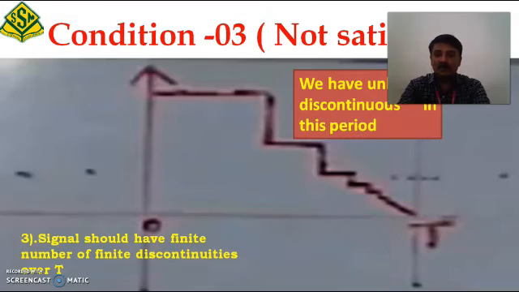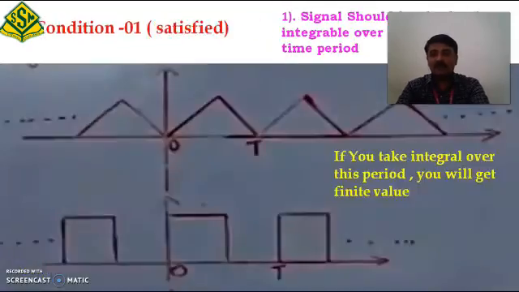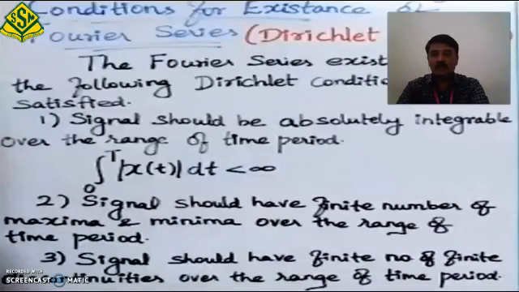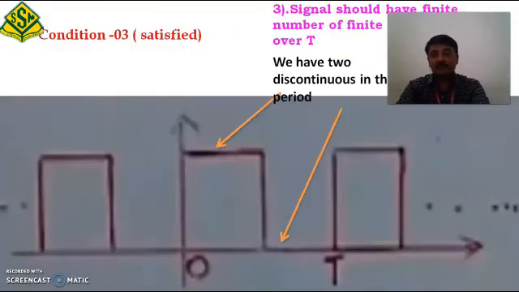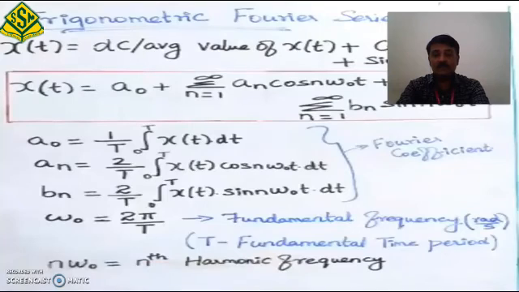I hope you understood the three conditions. I am concluding again. The three conditions are: it should be integrable, it should have a finite number of maxima and minima, and it should have a finite number of discontinuities over the range of the time period, so only 0 to T, which means periodic in nature.